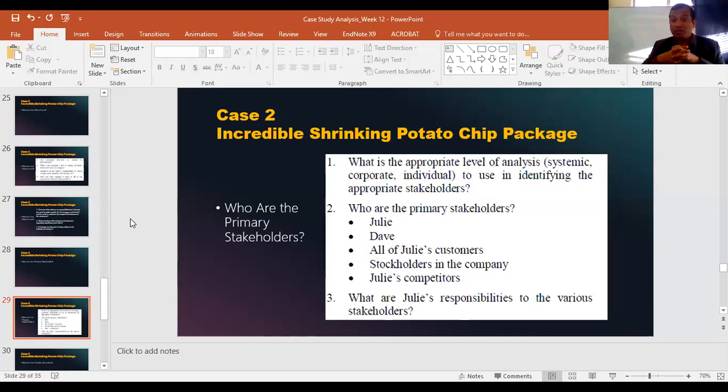So what is Julie's responsibility to the various stakeholders? She is morally bound. She has the moral responsibility to satisfy all these stakeholders. A manager always has the responsibility to satisfy the needs of what stakeholders want. That is the role and responsibility of the manager, to make a balance of the needs of all his or her stakeholders.